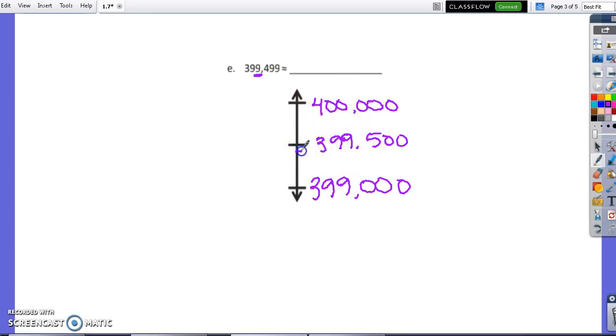Now, the actual number is 399,499. Now, if you are underlining this and you're seeing that this 4 is going to be right below that, we know we're actually rounding down. So your answer is going to be 399,000.